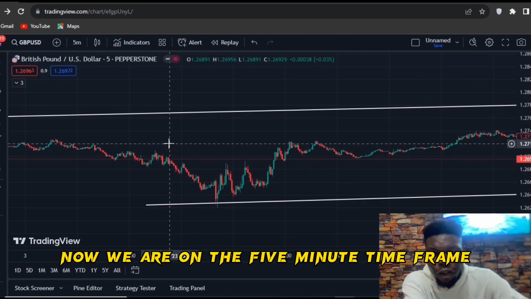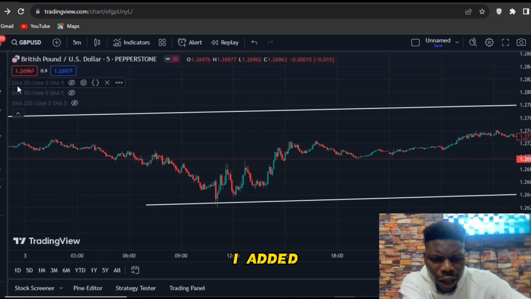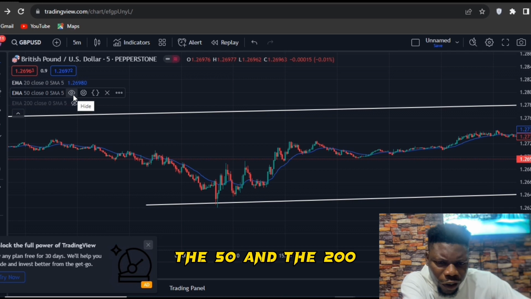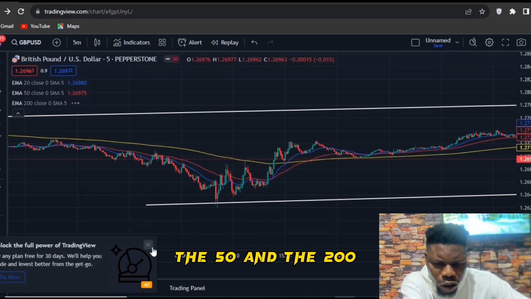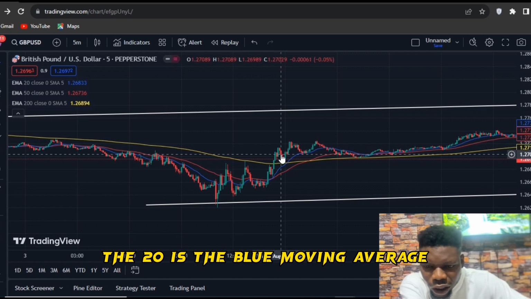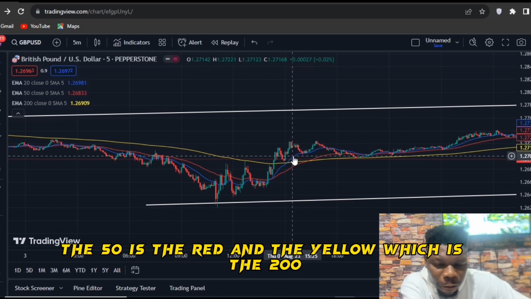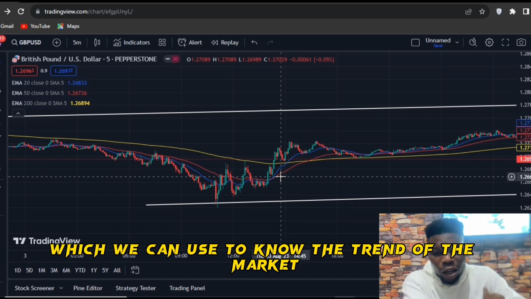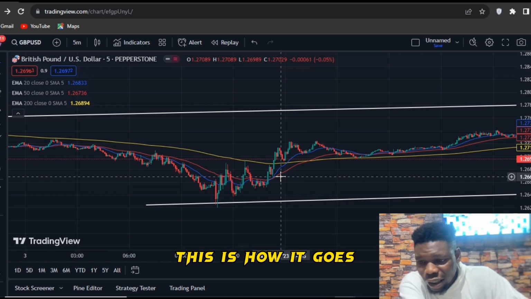Simple. Now we're on the 5 minute time frame. I added 3 indicators, which are the 20 exponential moving average, the 50, and the 200. As you can see, the 20 is the blue moving average, which is this one. The 50 is the red, and the yellow is the 200, which we can use to know the trend of the market.